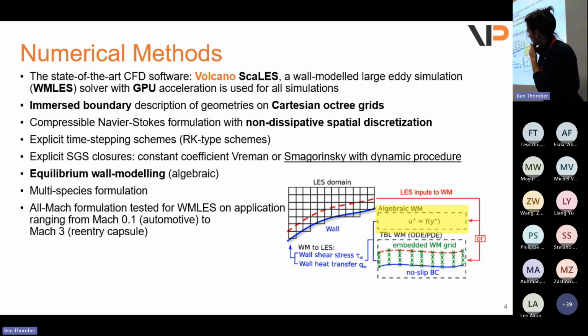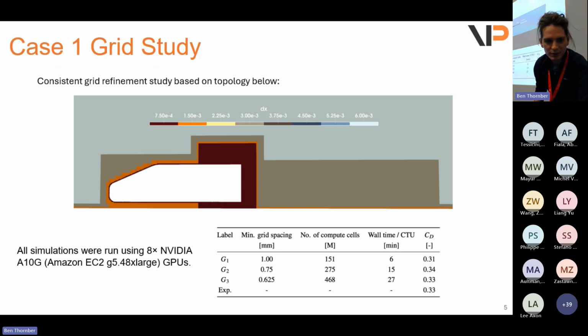Equilibrium model, algebraic model, and then, yeah, so again, we're a compressible code. So this is an all-Mach formulation. We do everything from, this is probably the lowest Mach number we do, down to like 0.1. And then we do other applications even up to like Mach 5 or Mach 6. Okay, so with that, I'll just talk about briefly, we did case 1 and case 2.